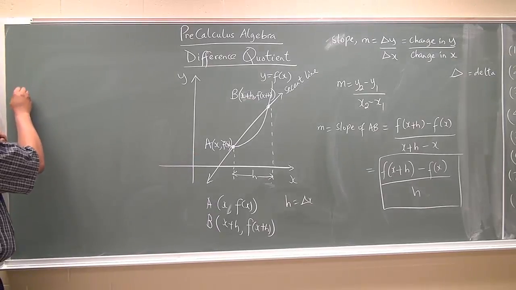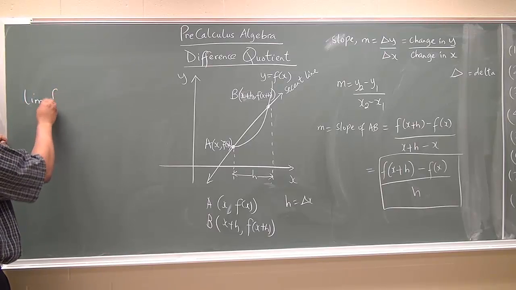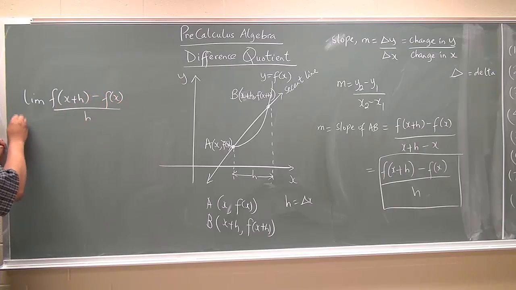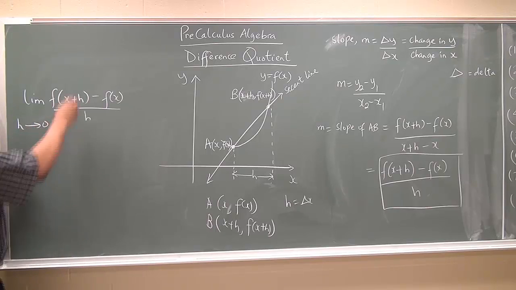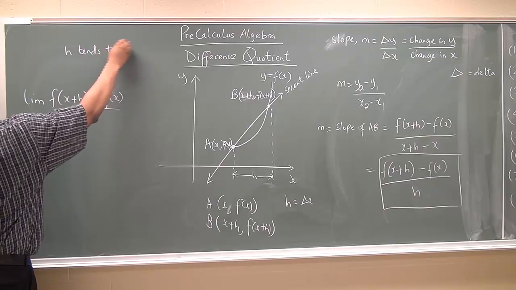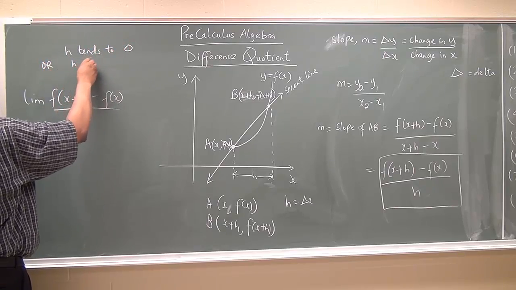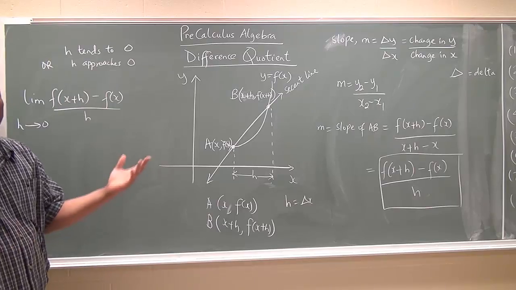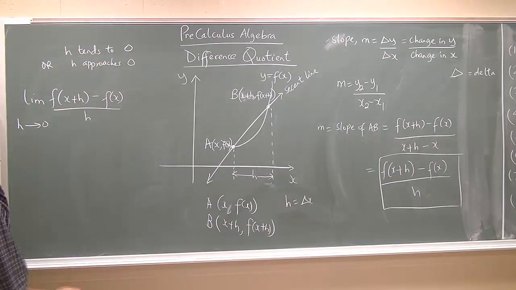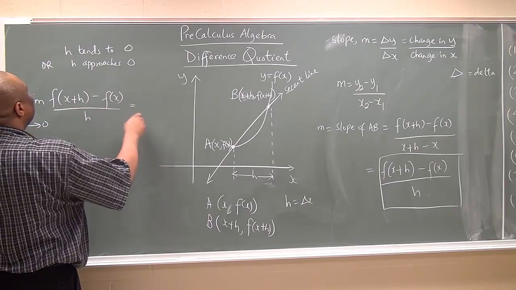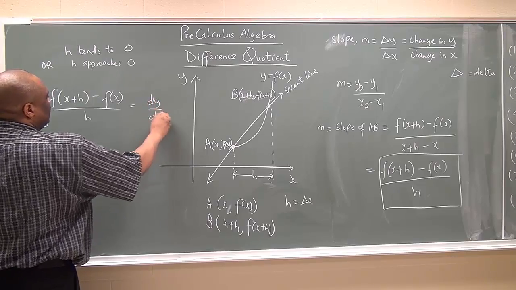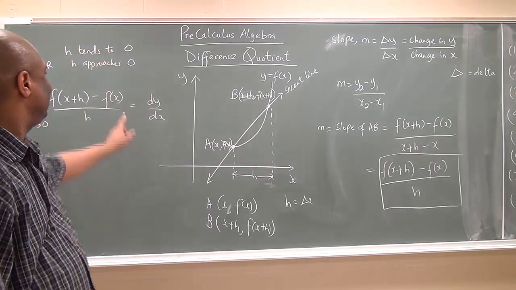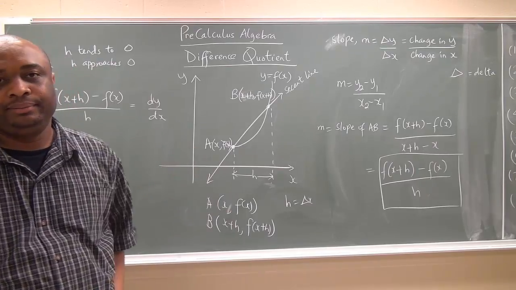If we have the limit of this function f of x plus h minus f of x over h, as h tends to 0, some textbooks will write h approaches 0, so don't be confused, tends to and approaches mean the same. This limit will now be your dy dx, which is your derivative. Now, this is the slope of the line tangent to the curve at the point A.